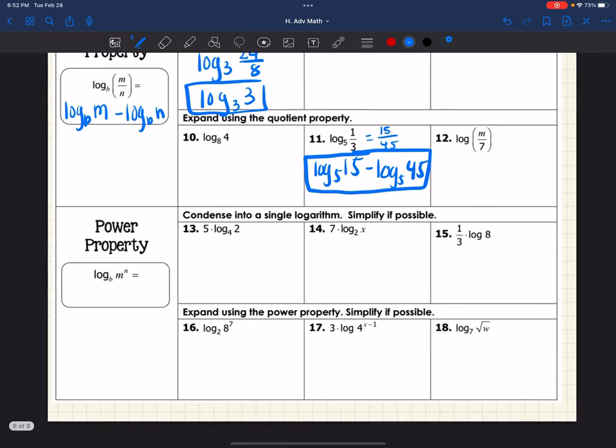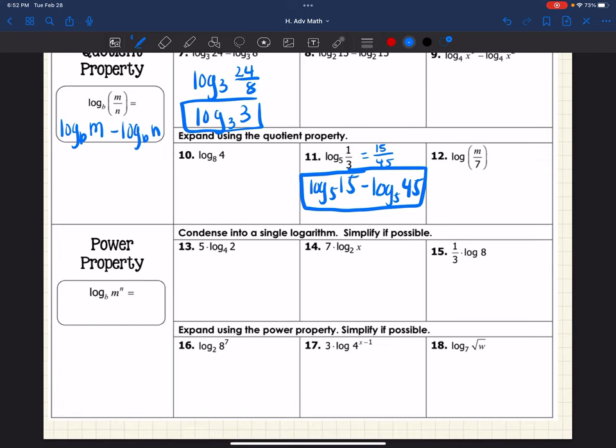Let's do the power property now. Last one. All right, so what does the power property of logs tell us? It tells us that if we have log base b of m raised to the n power, this is equivalent to n times log base b of m. The way that I like to think about the power rule is me taking this exponent and dropping it down to the front. So log base b of m raised to the power of n is equal to n times log base b of m. So let's work on condensing first into a single log, and then we'll go expanding.